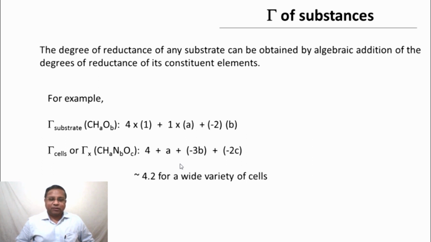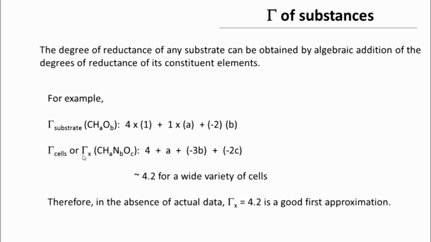the chief parameters have been estimated for a wide variety of substances. These happen to fall within a very narrow range, and therefore if you take the average value of that range as a representative value, we can do first level calculations very easily and get insights into what is happening, which can in turn be used to improve the bioreactor performance. Therefore, in the absence of actual data, gamma of x equals 4.2 is a good first approximation.